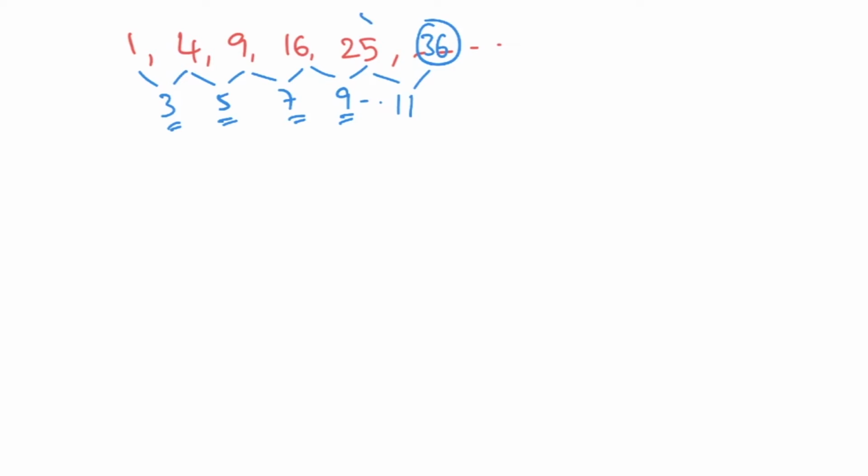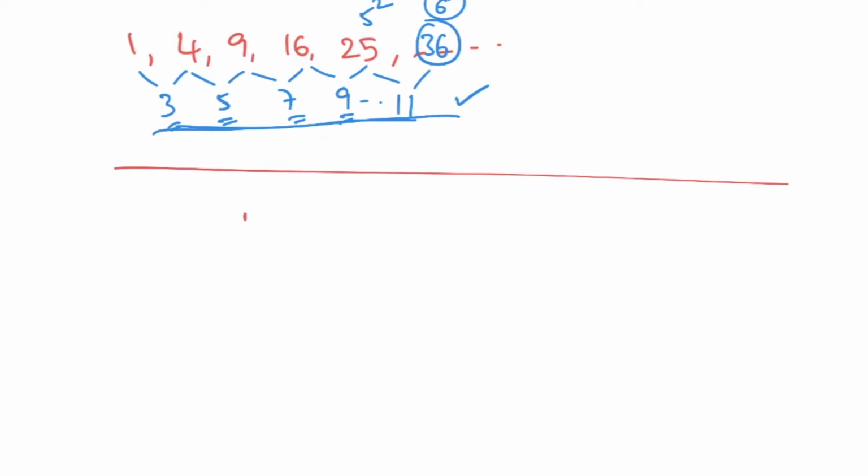You see, after 5 square, 6 square comes. And even squares have a pattern in differences. If you find differences, there is a pattern 3, 5, 7, 9, 11. Right? If you go for cubes, 1 cube is 1, 2 cube is 8, 3 cube is 27, 4 cube is 64, 5 cube is 125, 6 cube is 216 and so on.